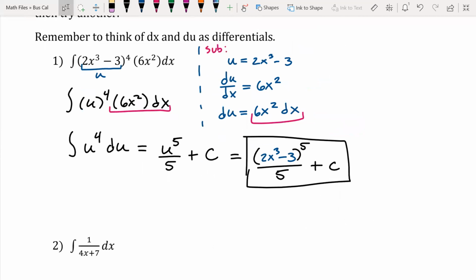Any questions on that one? Actually, can I get you to maybe go over that last step again? I kind of had to step away from the computer.